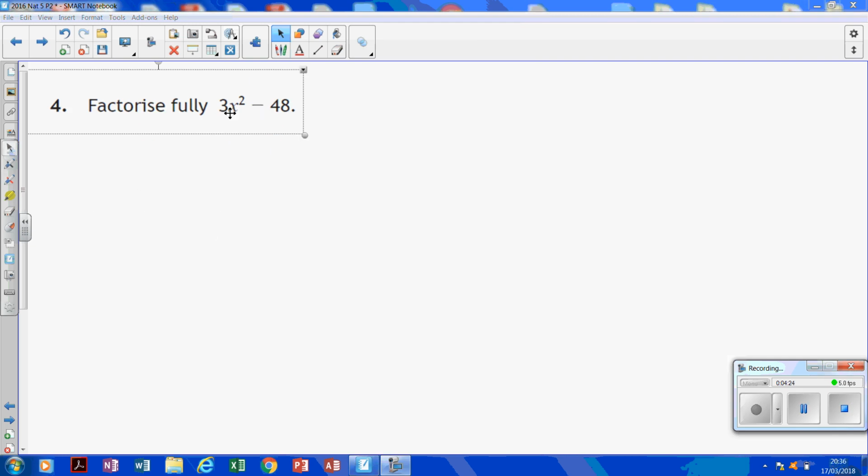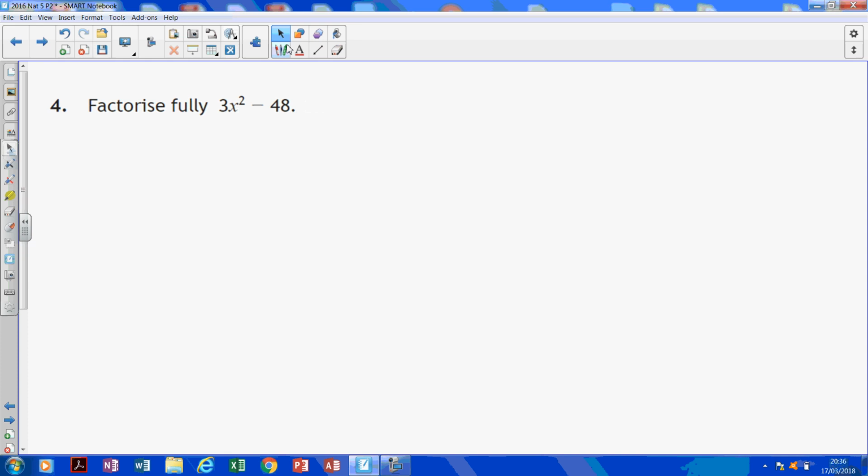This one here, we want to fully factorise this expression. So we've got 3x squared minus 48. There's two terms in it, so it could be a difference of two squares or it could be a common factor. Now, 3 is not a square number, 48 is not a square number, so it must be a common factor. So the common factor is 3, which gives me 3 bracket x squared minus 16.